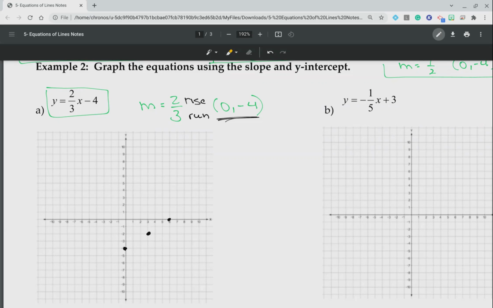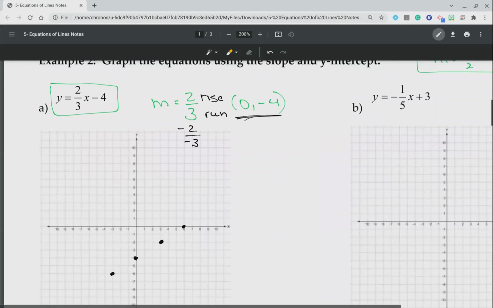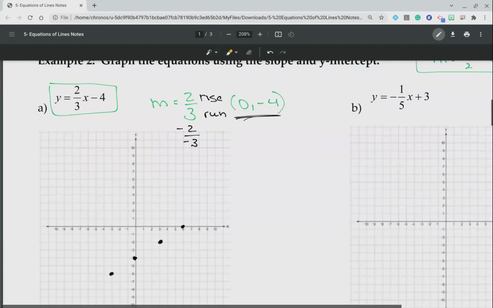Or remember, we can reverse this slope and get a point on the left side of our original point. So remember, negative 2 over negative 3 is the same thing. So if I go down 2, left 3, that's also going to give me a point on this graph. All right. Then once you have at least 3 points, go ahead and connect those dots.